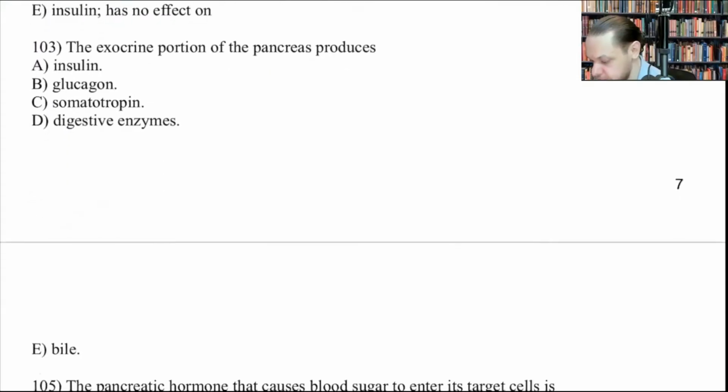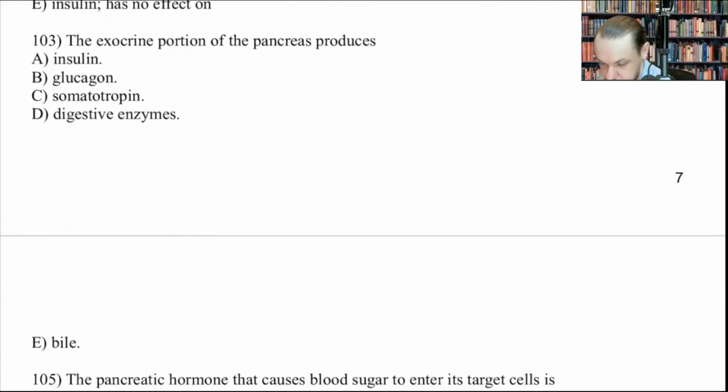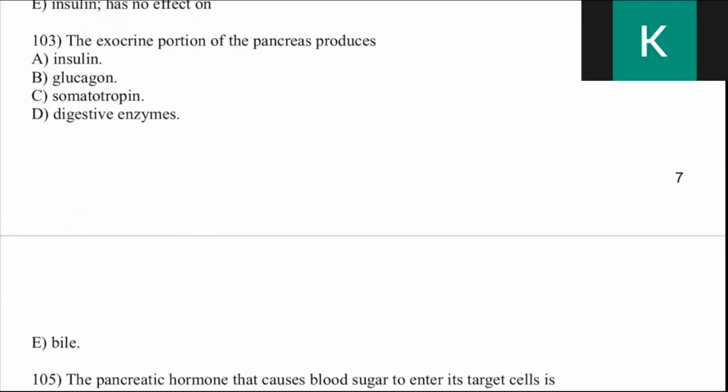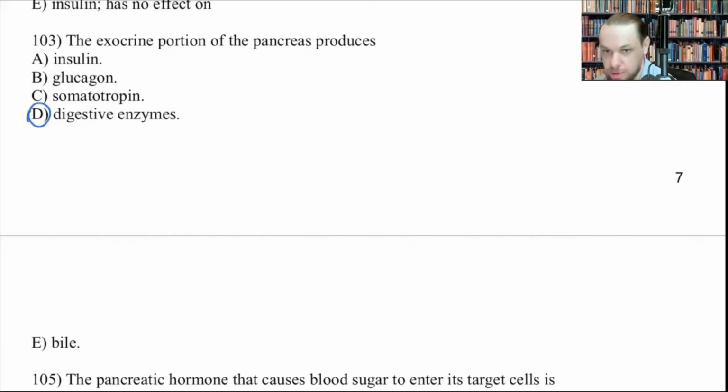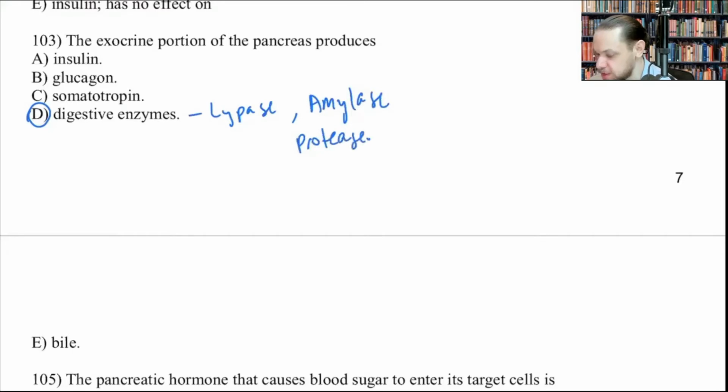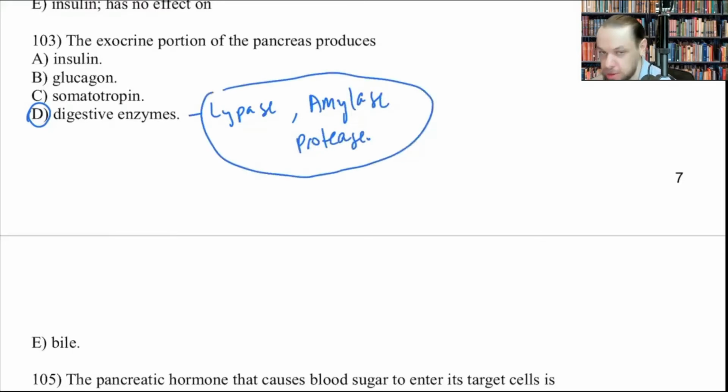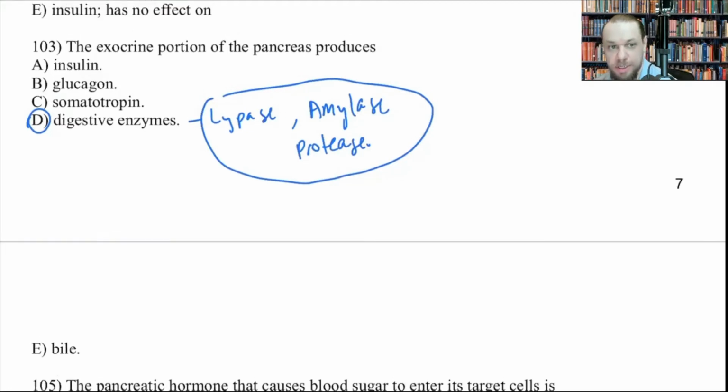Kayla for 103. The exocrine portion of the pancreas produces digestive enzymes. Yeah, very good. And by the way, here's a question for you guys, right? The exocrine portion of the pancreas produces digestive enzymes like lipase, amylase, and protease. So basically all the enzymes that chop up all your proteins, fats, carbohydrates.